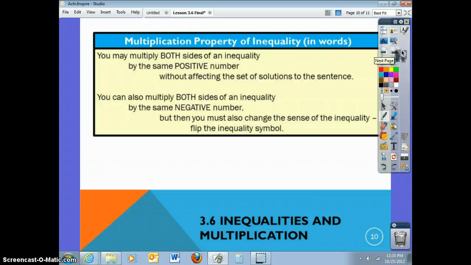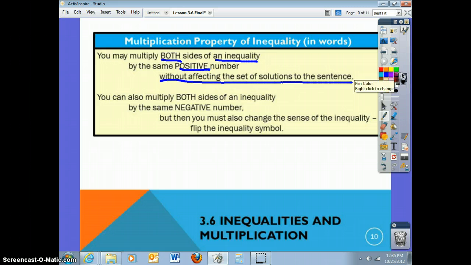So here's the multiplication property of inequality in words. You may multiply both sides of an inequality by a positive number, and by doing so, you are not affecting the set of solutions to the sentence. But you could also multiply both sides of an inequality by a negative number, but then you must change what they call the sense of the inequality, which is simpler just to say, flip the inequality symbol. And that is 3.6.